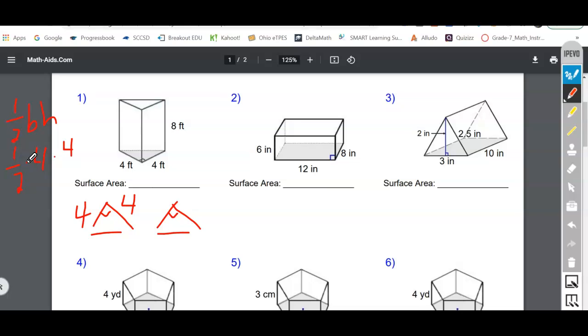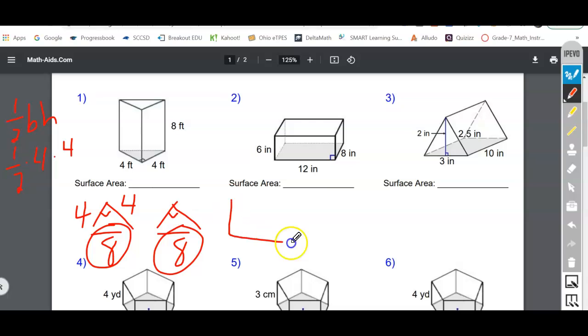It is 8. So that means I'm going to write the area underneath each shape, so I can keep this all separate. Under the first triangle, I'm going to write 8. Under my second triangle, I'm going to write another 8 because they're both the same.